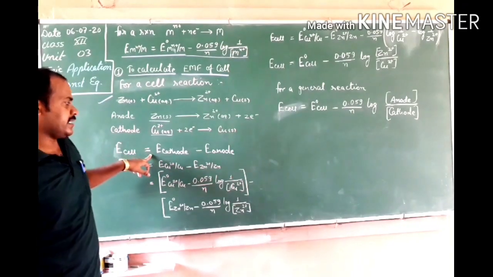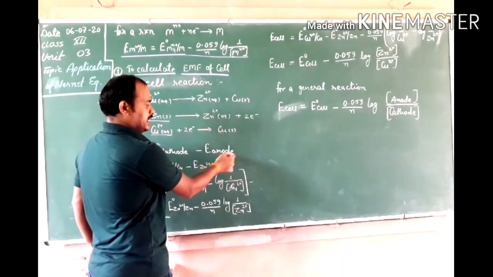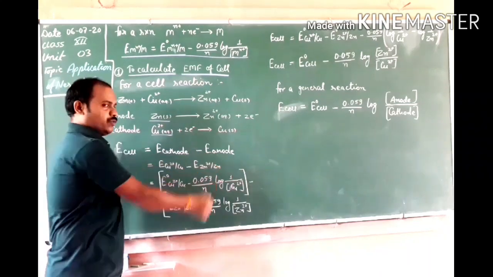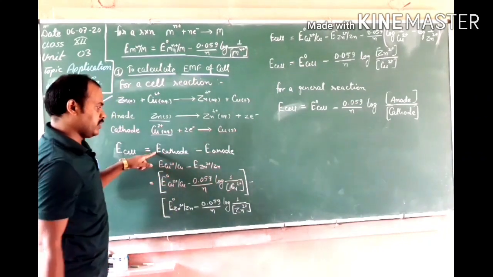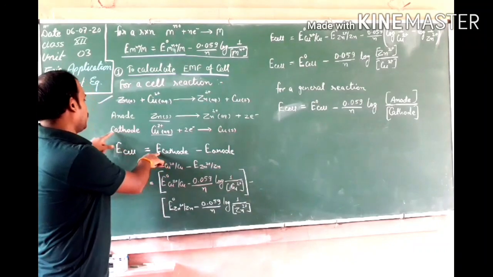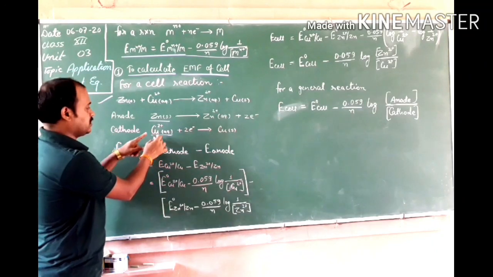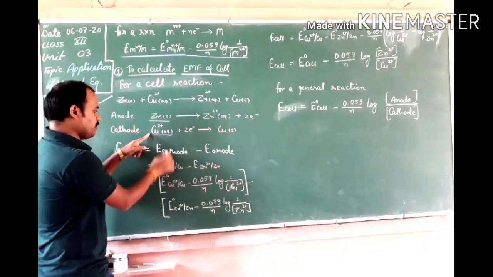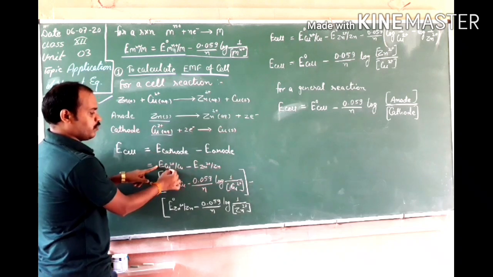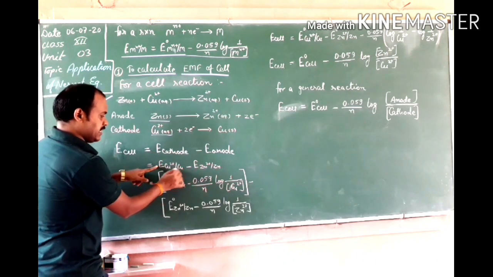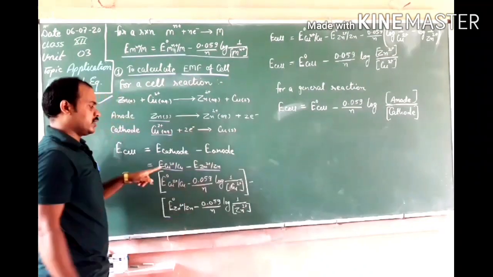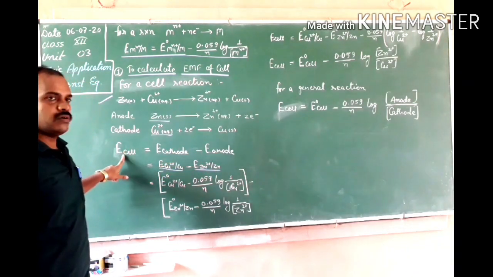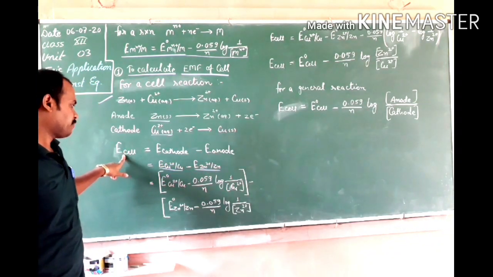So E cell is equal to E cathode minus E anode, where these are the electrode potentials of cathode and anode respectively. Now in the cathode, which reaction is taking place? Cu2+ gains 2 electrons and converts into Cu. So E cathode means E of Cu2+ converting into Cu. This is the cathode, and this one is the anode. The difference of electrode potentials of cathode and anode is equal to the electromotive force of the cell.